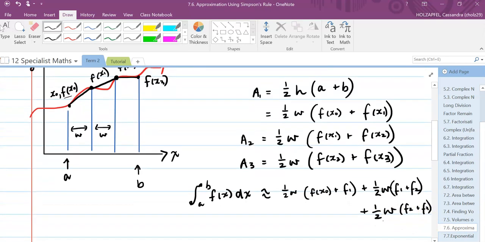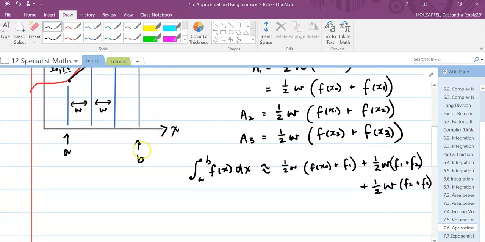So what I can do now is factorize out this 1/2 width, so I end up with the integral of AB for our particular function with respect to x being approximately a half of the width. Now, if I factorize out each of those, I'd end up with f of x0 plus f of x1 plus f of x1 plus f of x2 plus f of x2 plus f of x3. So we have single values of our end pieces here.